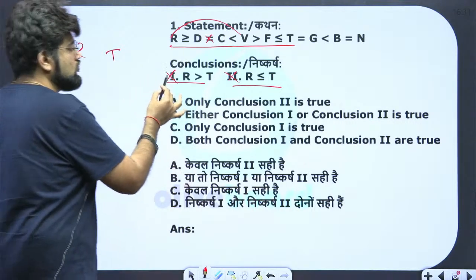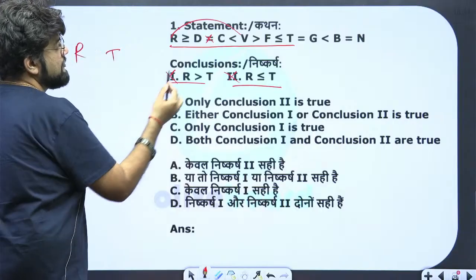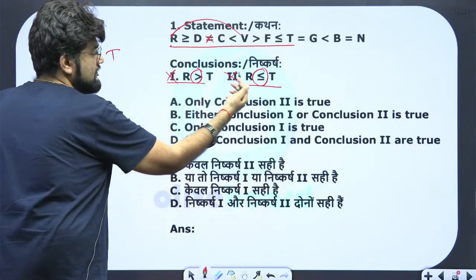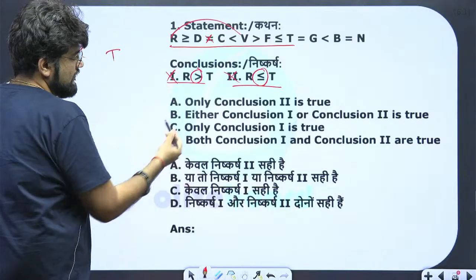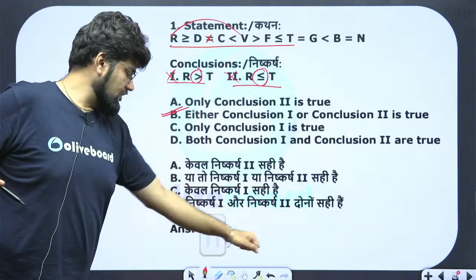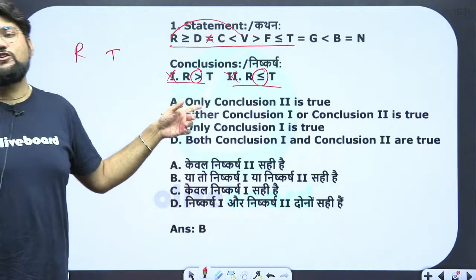Now, both conclusions are incorrect? Yes. Is there a combination of those three signs? Yes. Are the elements the same and in the same order? Yes. Then my option B will be the right answer. Either conclusion 1 or 2 is true. But when will I check either 1 or 2 is true?